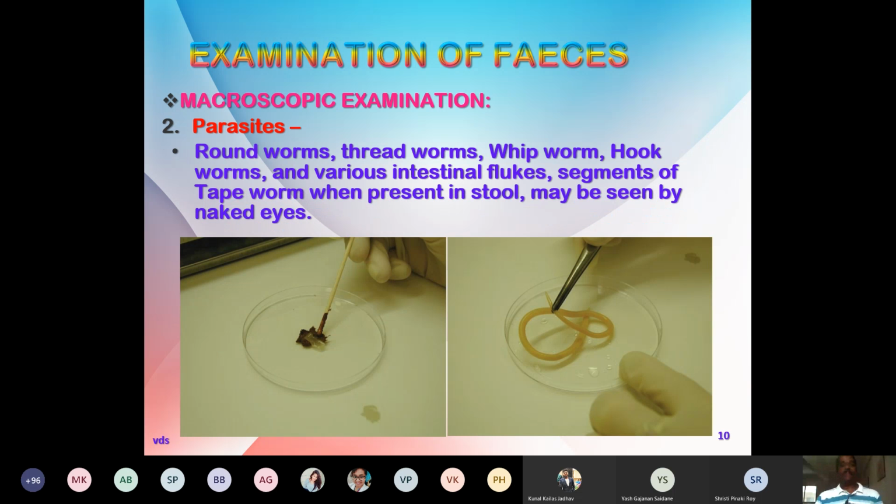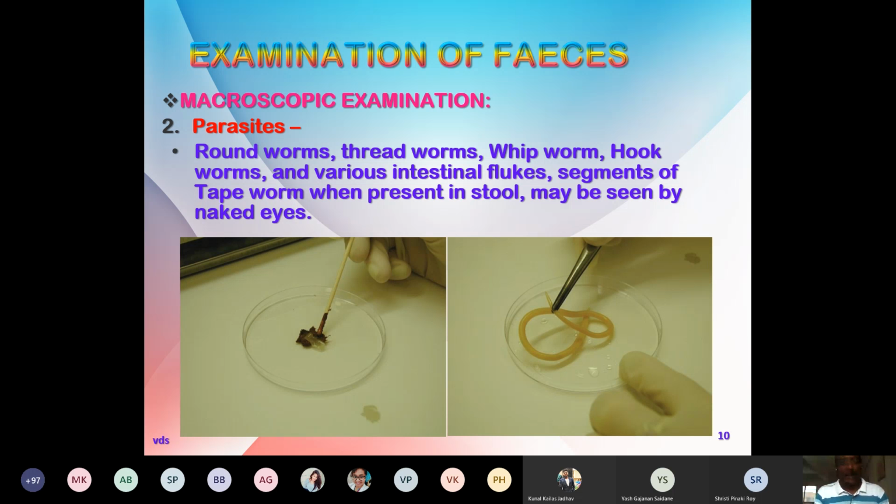Secondly, the presence of parasites, particularly the larger helminthic parasites: roundworms, threadworms, whipworm, hookworm, and various other intestinal flukes, liver fluke, and Clonorchis sinensis. These may be excreted along with the feces, and they may be seen macroscopically. Now, the first figure shows a segment of tapeworm when present in the stool, which may be seen by naked eyes. This is the grayish segment of the tapeworm, Taenia solium, Taenia saginata.